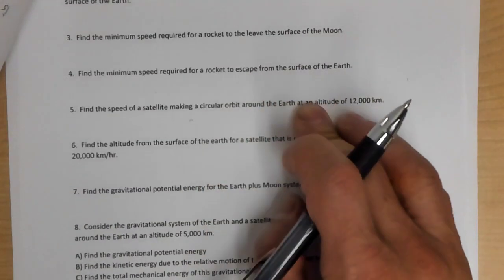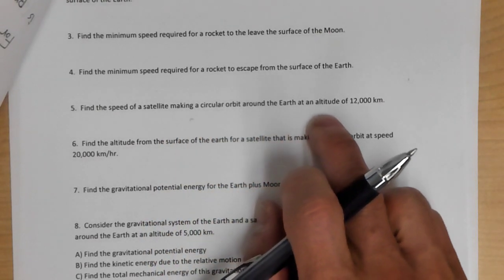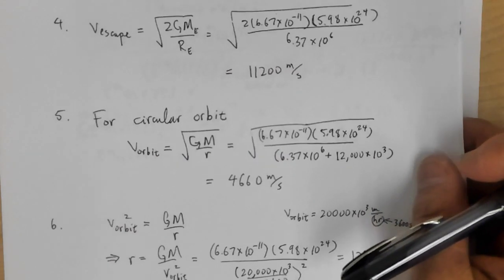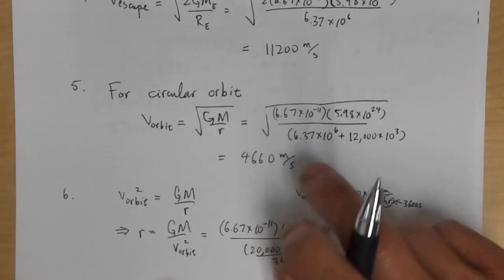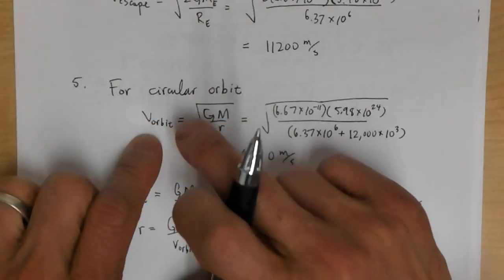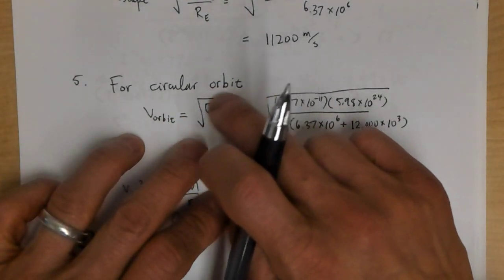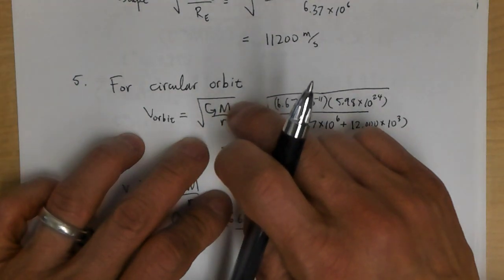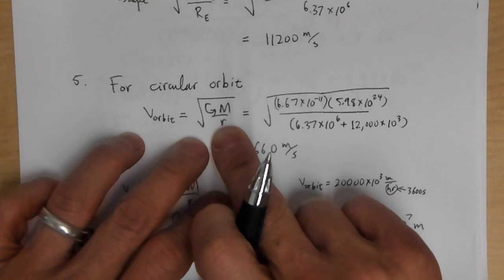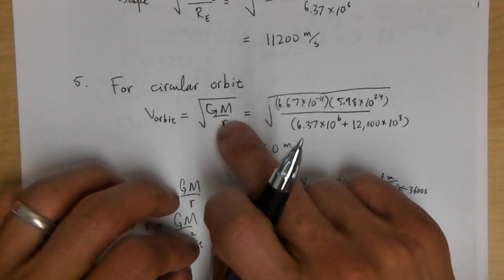Next problem, we have number 5. The speed of a satellite making a circular orbit around the Earth at an altitude of 12,000 kilometers. Okay, so we're given an altitude. The formula for the circular orbit, this is also given in your equation sheet, the speed of a satellite in a circular orbit, is the square root of capital G times capital M, the mass of the Earth, divided by the radius, the distance from the center of the Earth to where the satellite is.